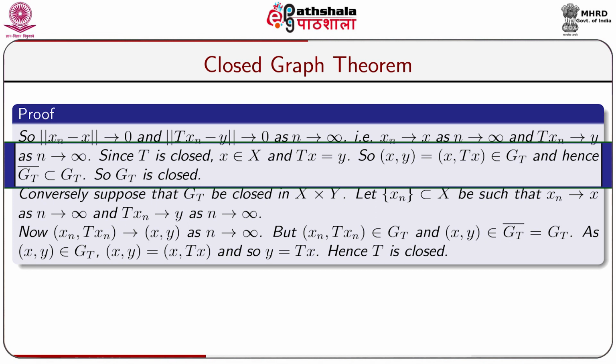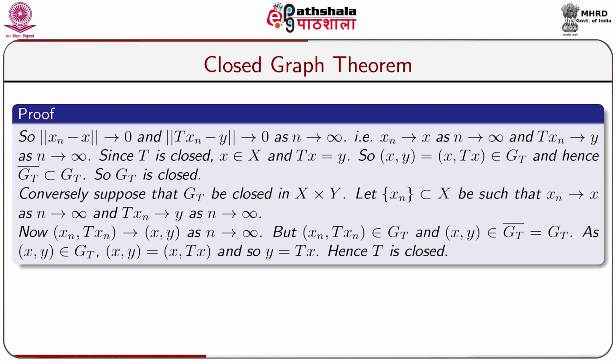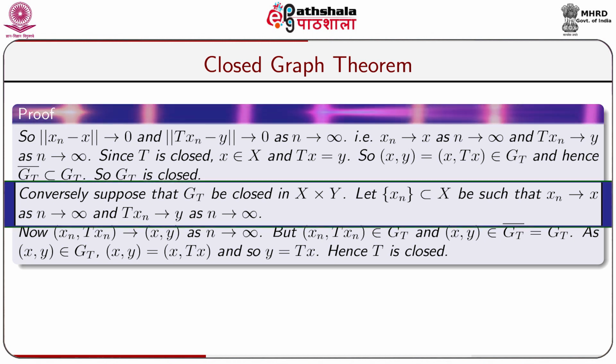So (x, y) is equal to (x, Tx), which is an element of the graph of the operator T, that is (x, Tx) belongs to Gt, and so (x, y) belongs to Gt, and hence Gt bar is a subset of Gt. Also it is obvious that Gt is a subset of Gt bar, and consequently Gt is equal to Gt bar, so Gt is closed. Conversely, suppose that Gt is closed in the product space X cross Y.